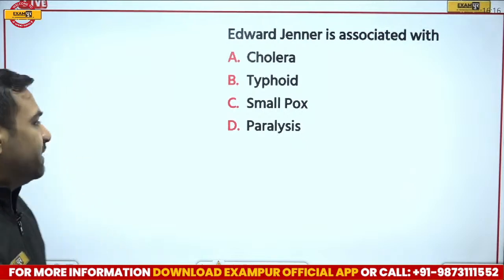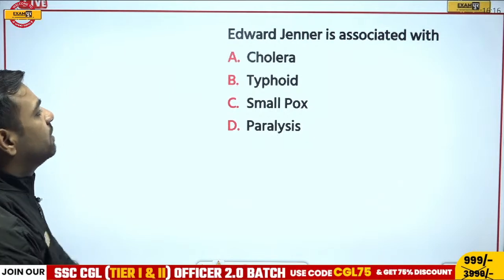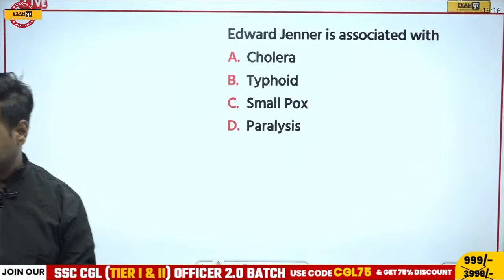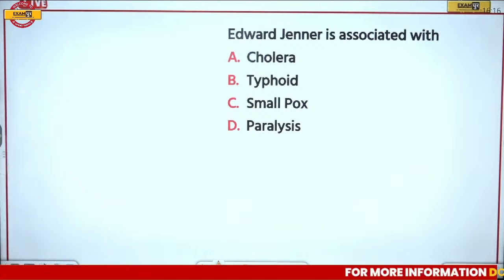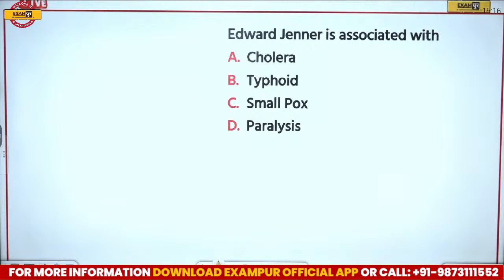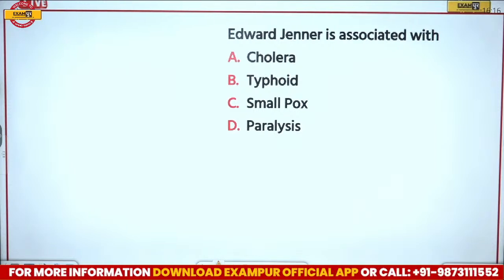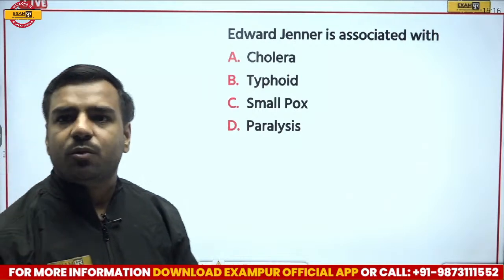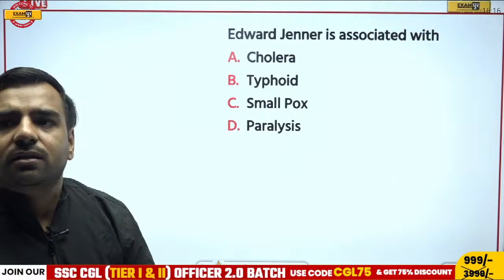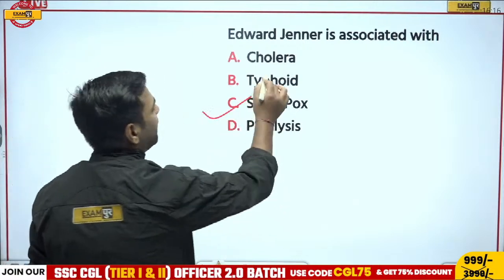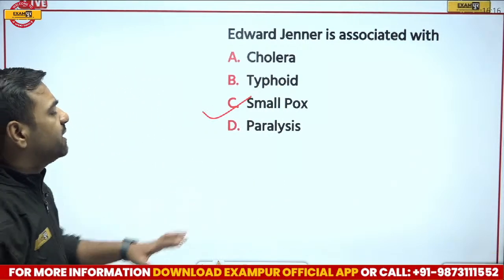So yes, Vikram is with the C option, that is smallpox. Others, can you answer this part? My question is, Edward Jenner is associated with what? Answer. So we have Vikram's answer: smallpox. Waiting for your answer, Gobinath. Okay, till then I'll tell you, Edward Jenner is associated with smallpox.